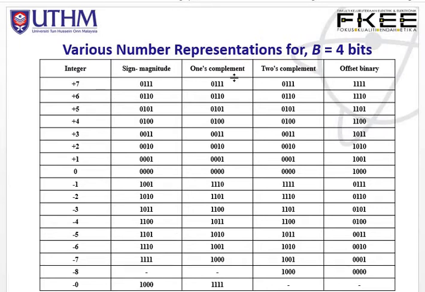And then for the 1's complement, this means the complement of the positive. The positive values are the same: 0, 0, 0, 0, 0, 0, 0, 1, 0, 0, 1, 0, 0, 0, 1, 1. For the negative value, you change the 0 to 1 and change the 1 to 0.